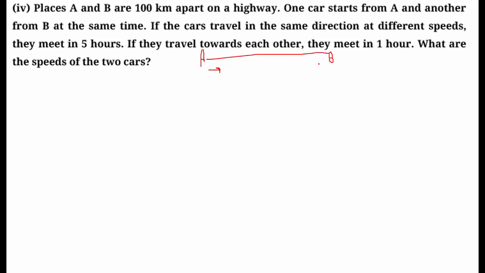If the cars travel in the same direction at different speeds, they meet in 5 hours. If they travel towards each other, they meet in 1 hour. What are the speeds of these two cars? If they travel in the opposite direction, say like this, A goes to the right side and B goes to the left side, then they meet in 1 hour.